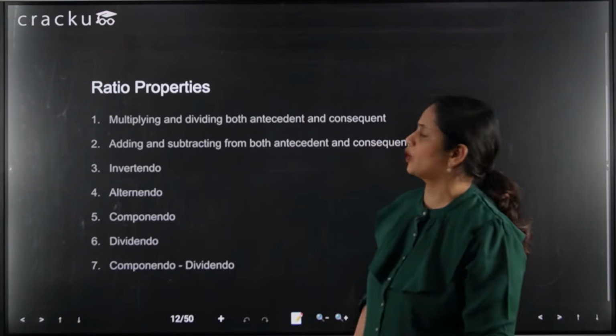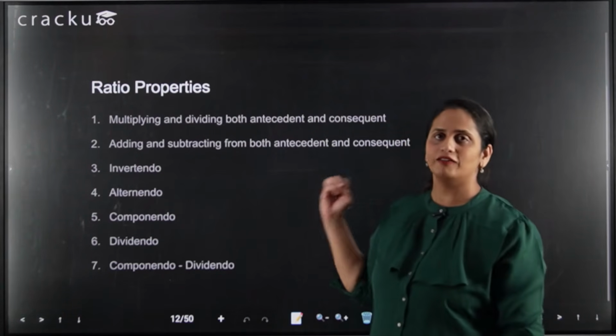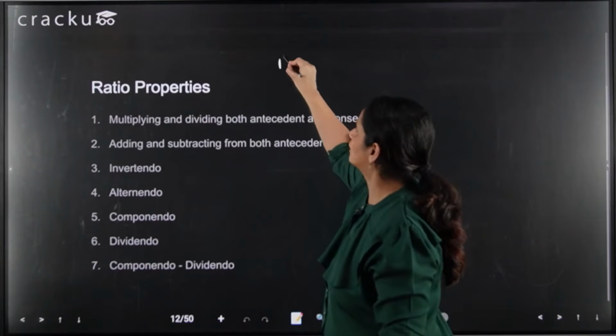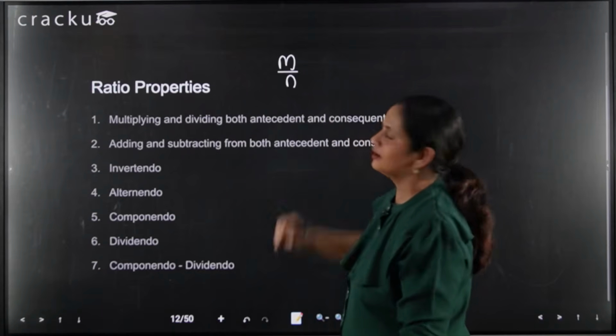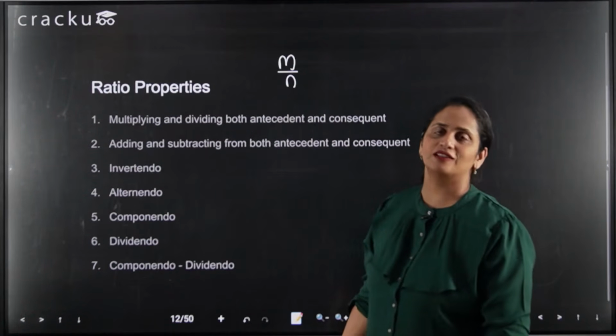Now coming to the properties of ratio, there are multiple properties. I will tell you what they are, but many of them are pretty simple and self-evident. Consider a fraction m/n. If I multiply m by a and n by a, do I change the fraction?